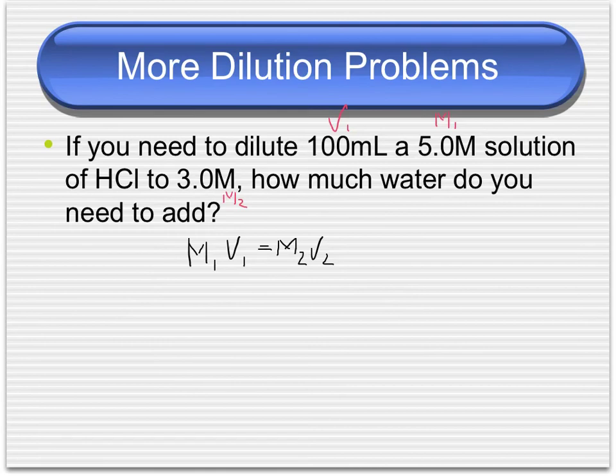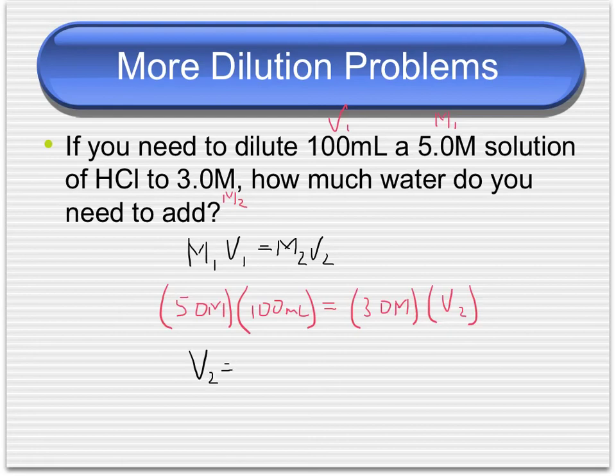Alright, I've labeled the pieces of the puzzle, and we're going to have an initial volume of 100 milliliters, and it's a 5 molar solution. We want to get it down to 3 molar. So how much water are we going to need to pour into the beaker in order to get it to 3 molar? In order to figure that out, we're going to need to know what the final volume of our solution will end up being. And so we write this out, and we can go ahead and solve for V2. And with a little bit of mathematics, we can learn that we need 167 milliliters as our final volume.